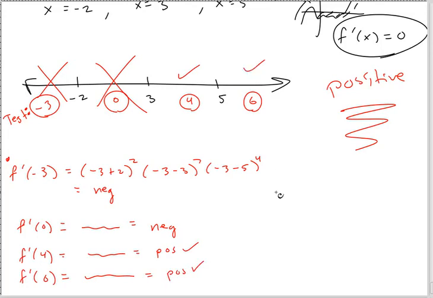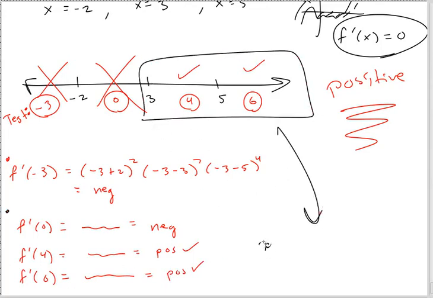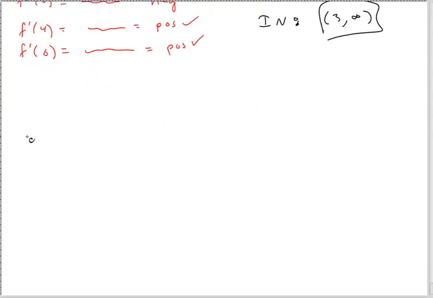Woo! I like it. So where is it increasing? It's increasing right here. That's my answer. I'm going from 3 to infinity. That's your answer. You're done. There's nothing else to do here. The end of the problem. On to the next problem.